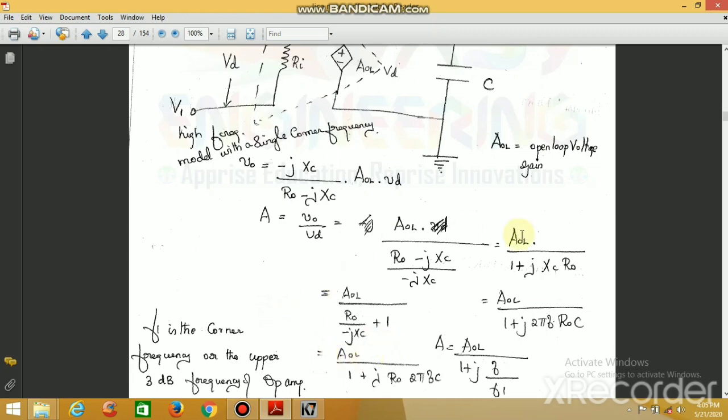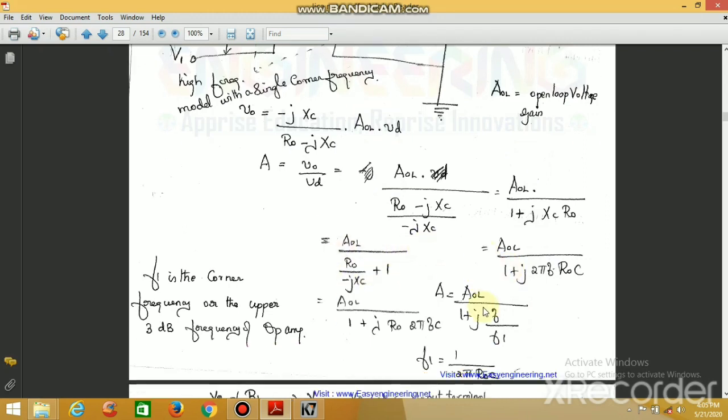And when we rewrite this, we will be getting A is equal to AOL divided by 1 plus j 2 pi f R naught C. Okay, so when we rewrite this, we'll be getting this particular answer. And when we substitute f1 is equal to 1 by 2 pi RC, we'll be getting A is equal to AOL divided by 1 plus j f by f1. This equation, you must remember, is a very, very important equation. Based on this equation only, we are going to find out the decade.